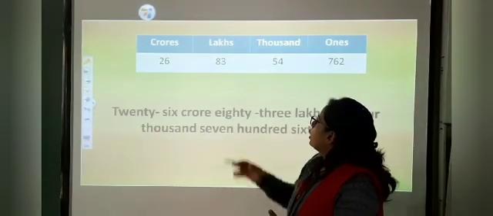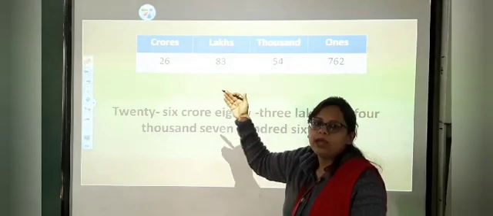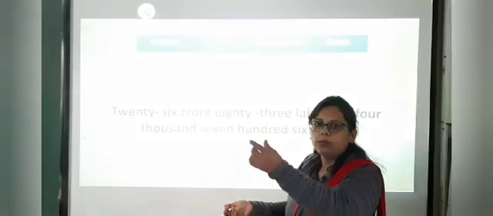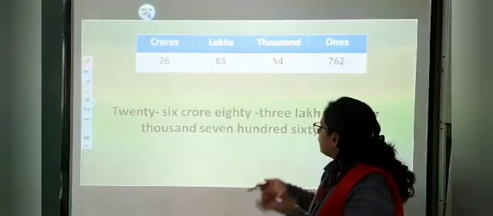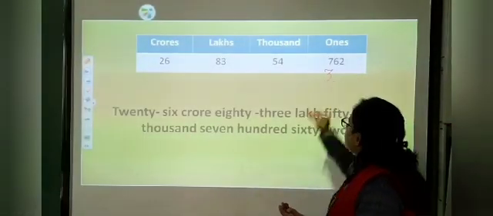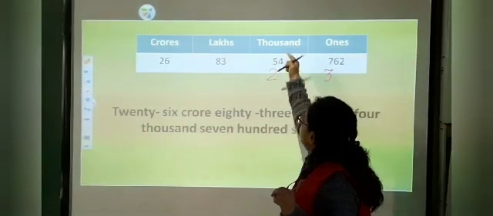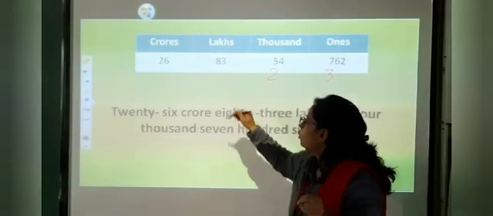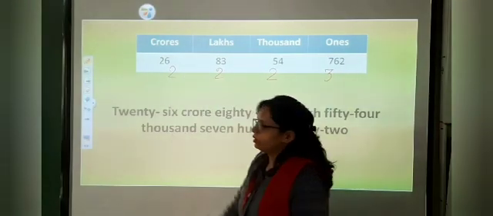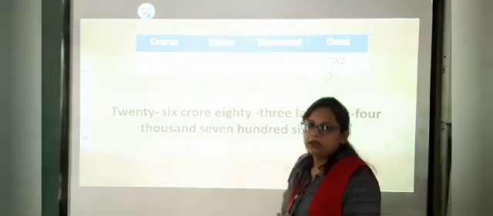So children, these are the periods, or we can say the group names, as we have divided the number into groups. From the right side, a group of 3, then 2, then 2, then 2. The first group is called the ones group and consists of 3 digits. Then another group consists of 2 digits, that is the thousand group. Then the lakh group consists of 2 digits and the crore group consists of 2 digits.